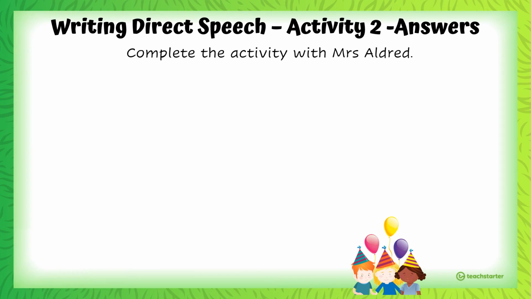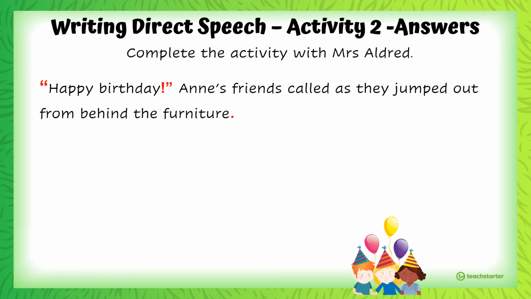So let's see how you did. Once again, boys and girls, if you made a mistake, that's okay, but can I ask you to go and correct and put in the correct punctuation so you've got something to refer back to. Our first one, "Happy birthday!" Anne's friends called out as they jumped out behind the furniture. Well, the narrator is telling us it's Anne's friends who said it. What did they say? They said happy birthday. So that's why I put an exclamation mark, because I think they're probably shouting that out. And then the rest is just all the information that the narrator is giving us, and I'm going to end with a full stop.